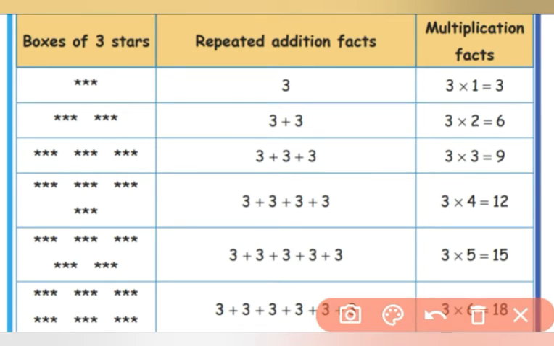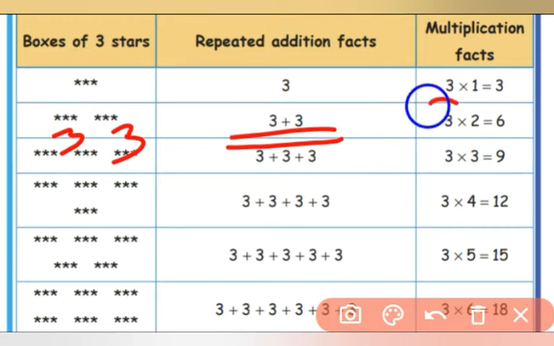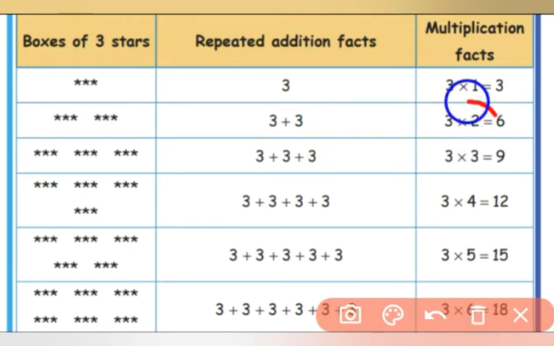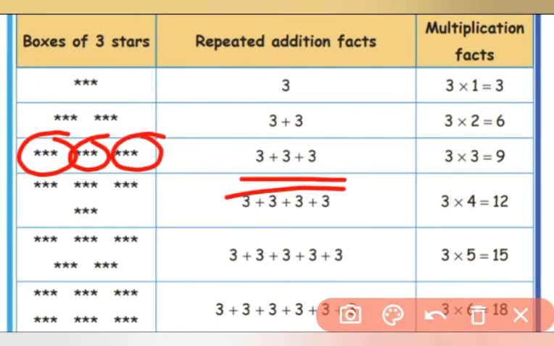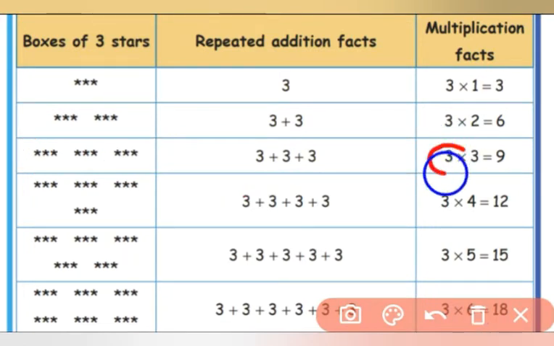3 stars, 1 box. The total number of stars is 3. Next, see 3 plus 3. 2 times 3. Number of stars is 3. 2 boxes. The total number of stars is 6. The multiplication fact is 3 into 2 is equal to 6. Next, see 3 times 3. Each group has 3 stars. The total number of groups is 3. The total number of stars is 9. The multiplication fact is 3 into 3 is equal to 9.